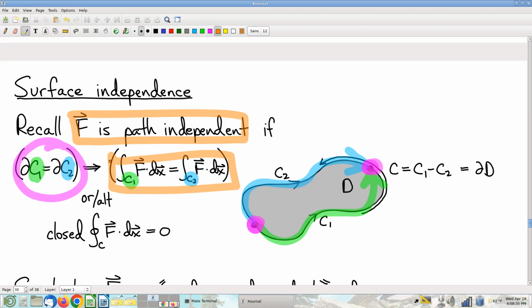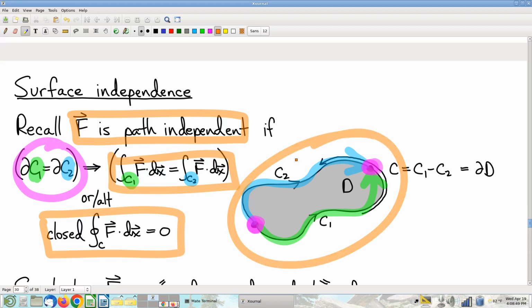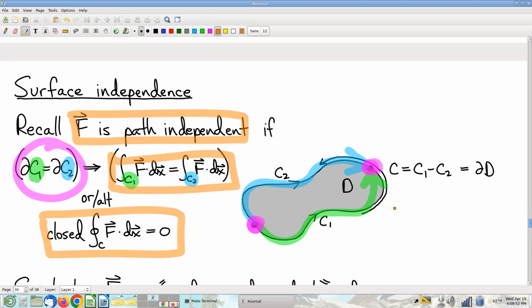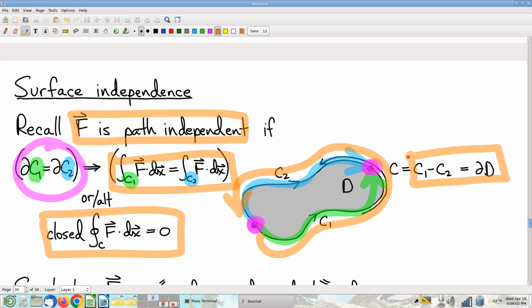Okay. Reminder, an alternative way to think about path independence is that all closed line integrals must be zero. That's just an observation that if two line integrals are the same, then their difference must be zero. And of course their difference is a line integral that goes all the way around that boundary. And so the equivalent formulation is that that closed line integral be zero. Okay, all right.